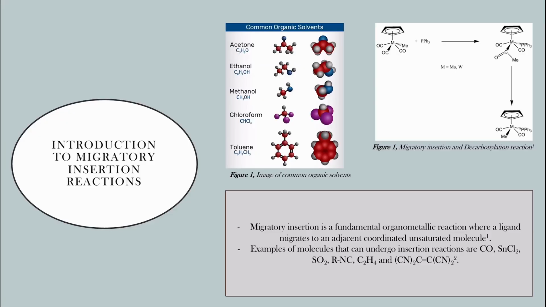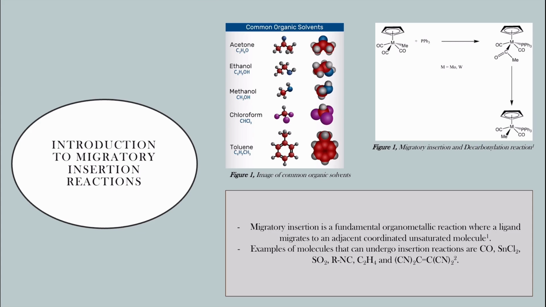Migratory insertion is a fundamental organometallic transformation where a ligand migrates to an adjacent coordinated unsaturated substrate, which is shown in Figure 2. Common examples include carbon monoxide insertion into metal alkyl bonds and the insertion of alkenes or alkynes into metal hydride or metal carbon bonds.